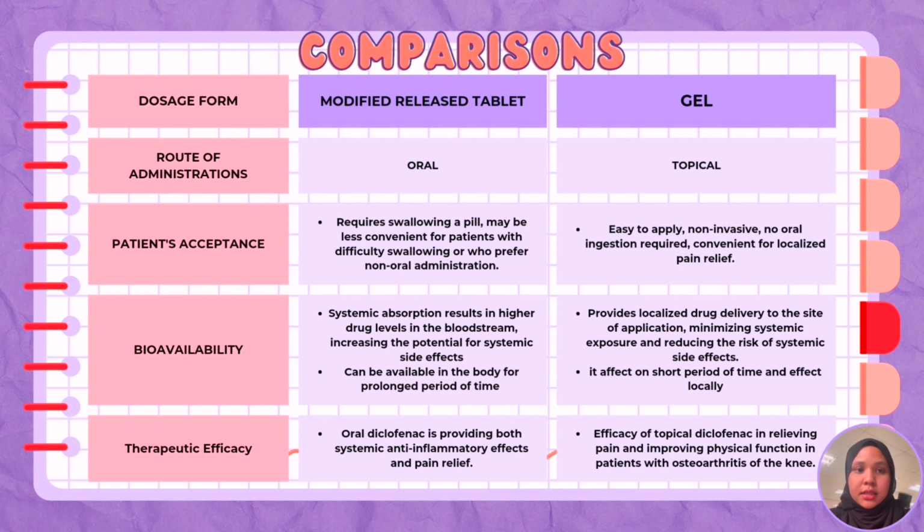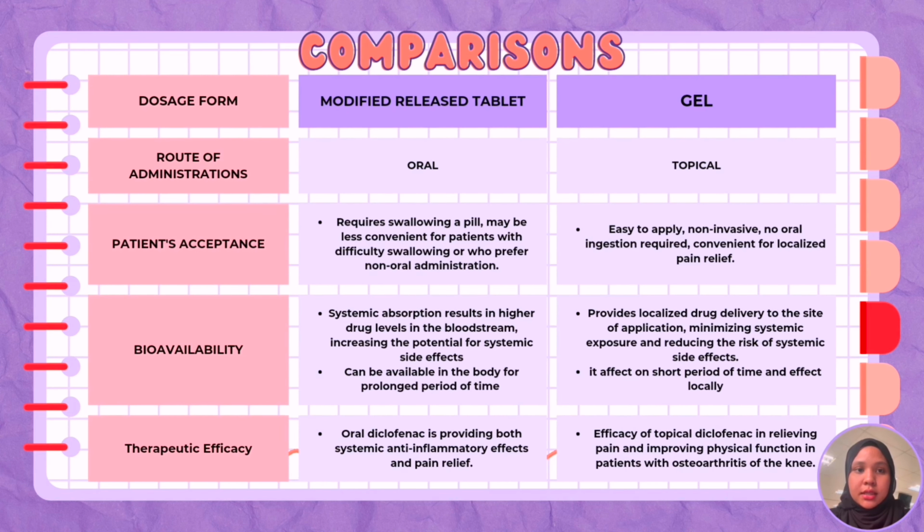From the clinical study explained, we obtained a comparison of two different dosage forms in terms of route of administration, patient acceptance, bioavailability, and therapeutic efficacy. For the MR tablet, the route of administration is oral, and for the gel it is topical. For MR patient acceptance, it requires swallowing a pill and may be less convenient for patients with difficulty swallowing or who prefer non-oral administration. For the gel, patient acceptance is easy to apply, non-invasive, with no oral injection required, and convenient for localized pain relief.